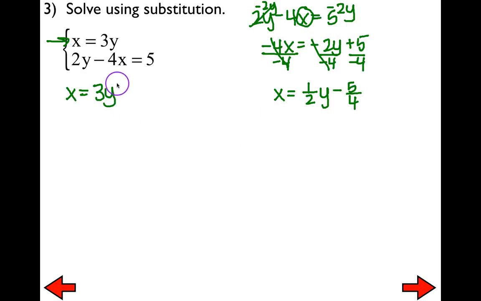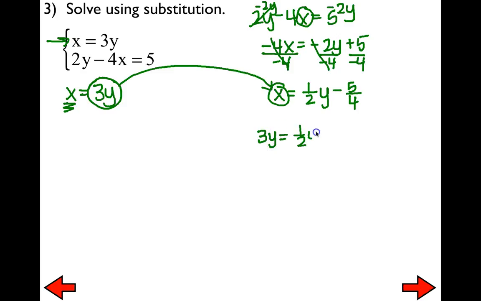So here, I'm going to go ahead and take this 3y and substitute it in for x, because here it says x equals, so I'm plugging in for x, leaving me with 3y equals 1/2 y minus 5/4. So again, since we have variables on both sides, I'm going to go ahead and move it over to the left. I'm going to subtract 1/2 y from both sides.